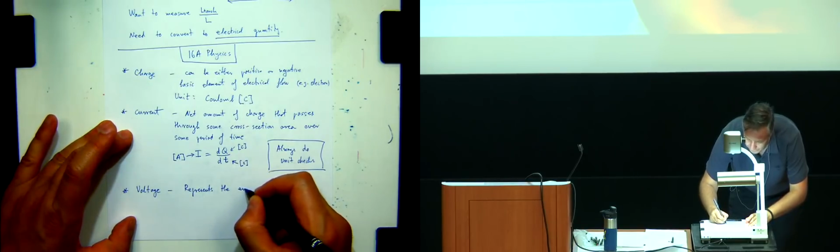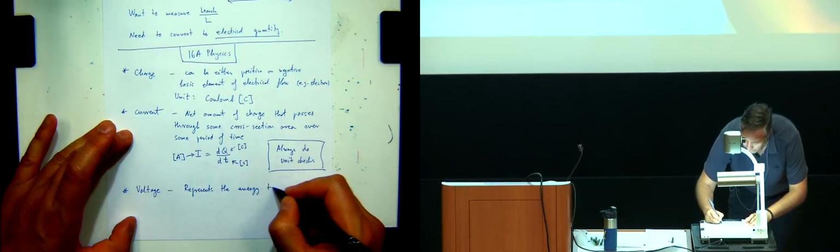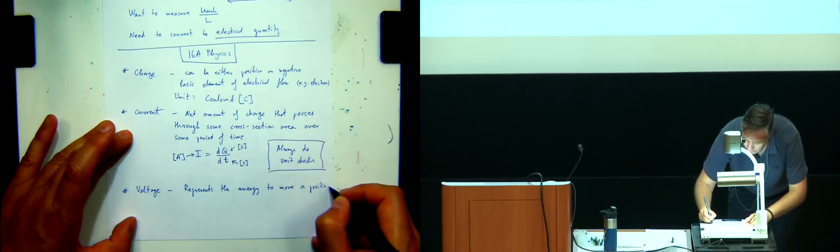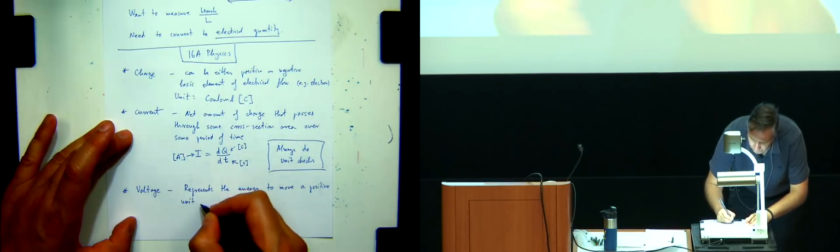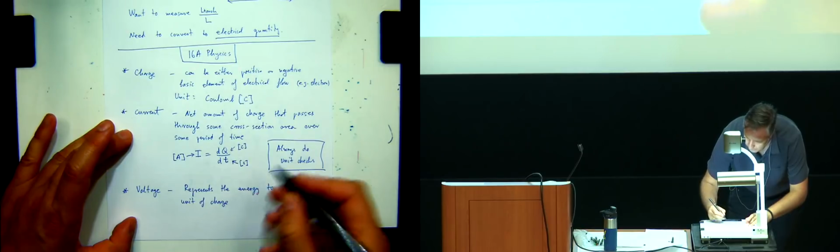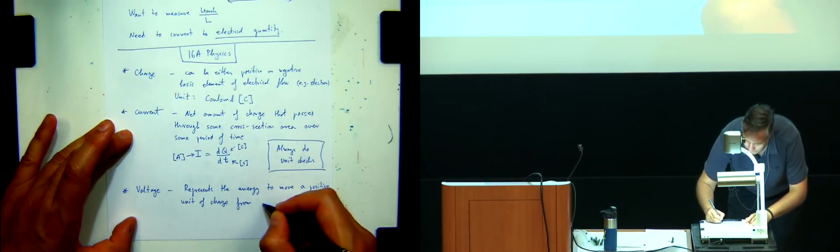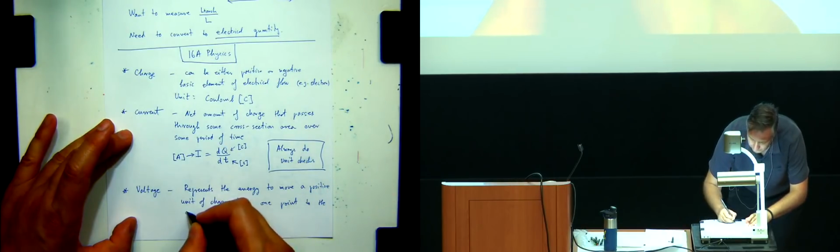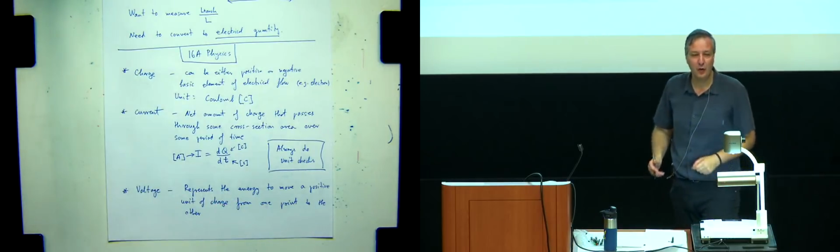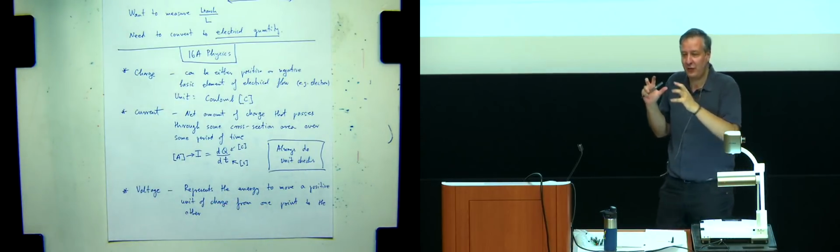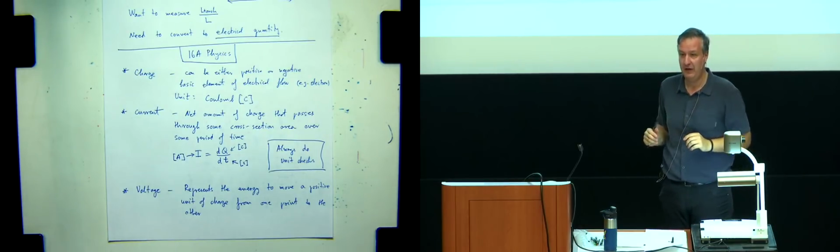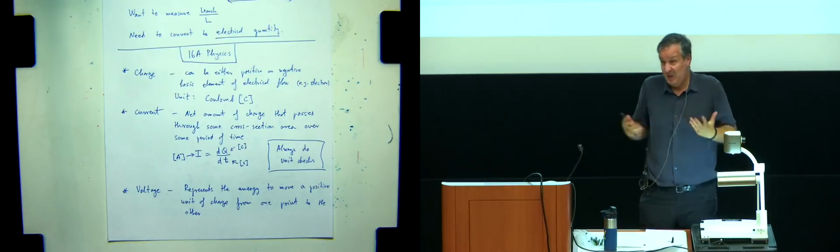So it represents the energy to move a positive unit of charge from one point to the other. You can kind of view it as you have a little boulder and you have to push it up the mountain, right? And in doing so, in mechanics, you've expended some work, some energy, to overcome the potential energy. This is the same exact thing.